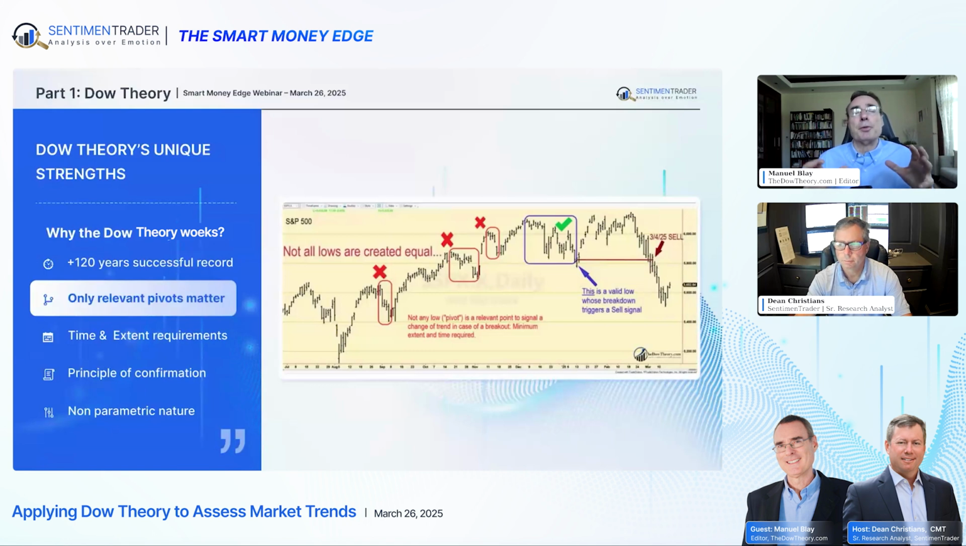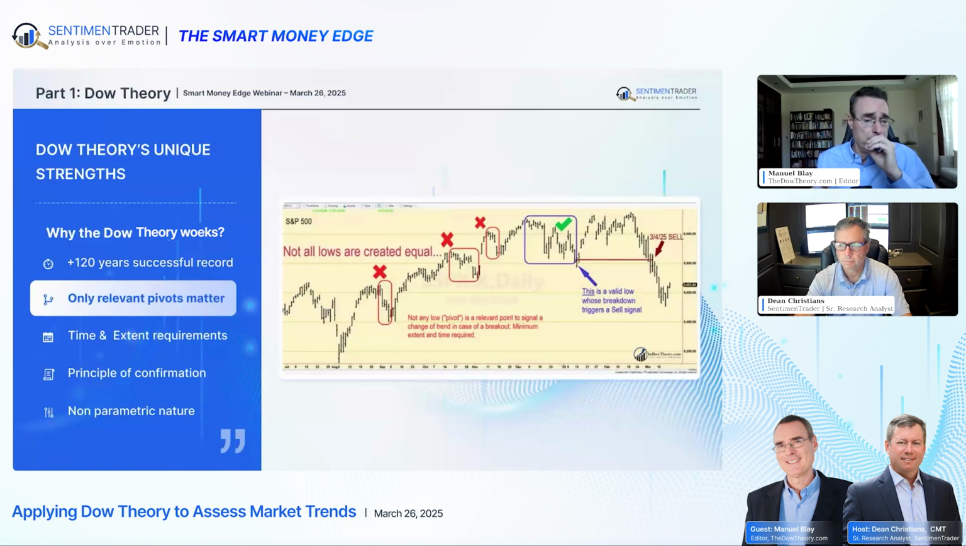So when you begin to put all these things together, you start to see how we get rid of irrelevant pivots, and keep only the good ones, as shown in the slide. You can see clearly there were 3 of them that were not proper secondary reactions, so they didn't set up a sell signal. But the final one was the right one, the real one.